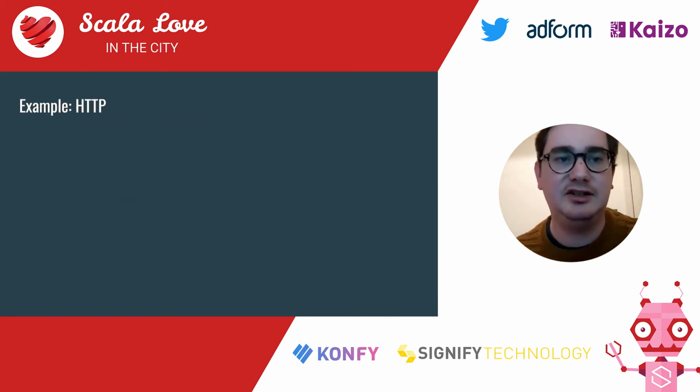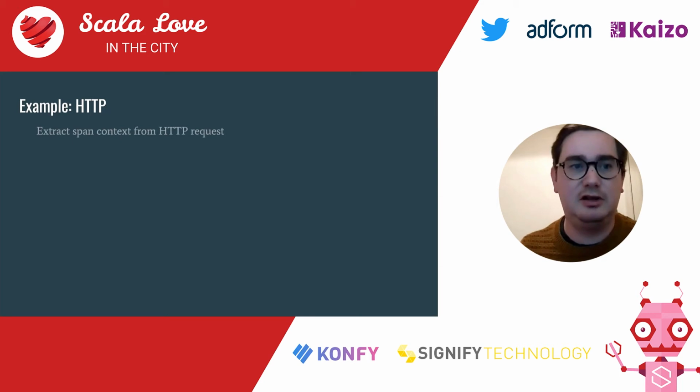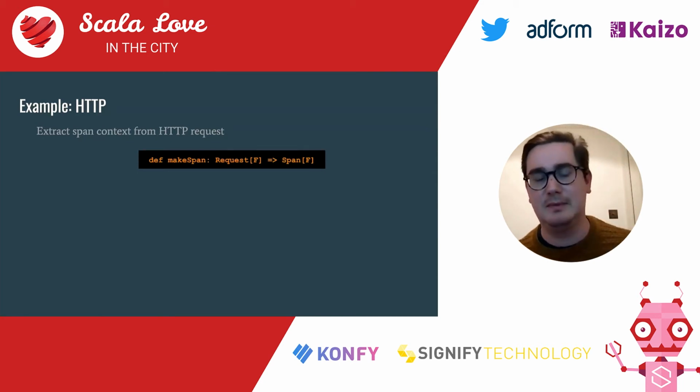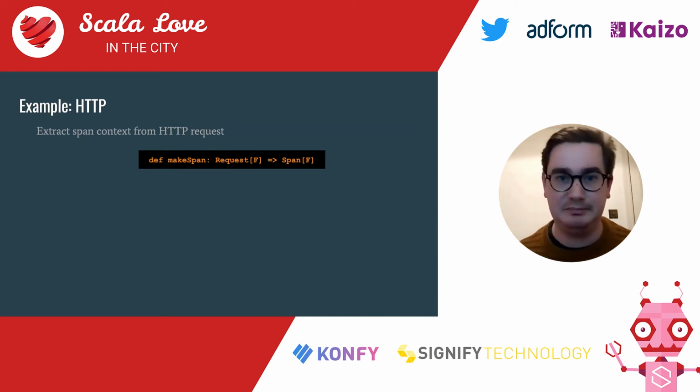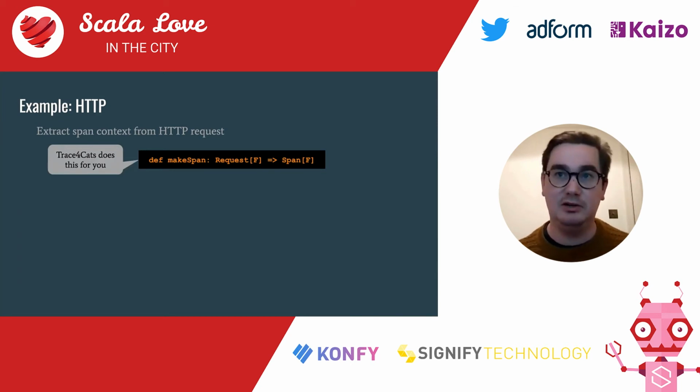So let's have a look at a HTTP example. I'm going to use pseudo Scala here and some of the types that we see in HTTP4S. So in order to do this, we need to extract a span context from the HTTP request. So we've got this function, and we'll call it make span, and we want to go from a request to a span. And Trace4Cats does this for you out of the box. You don't need to know how to implement this. You can change settings on it, like what header encoding you're going to use, but the defaults should just work.